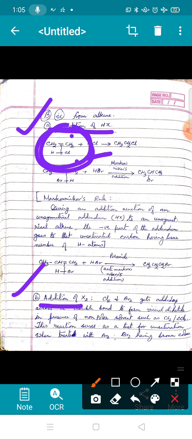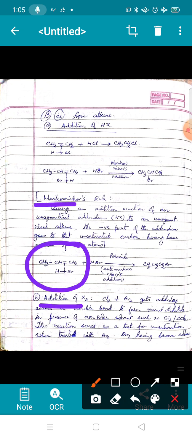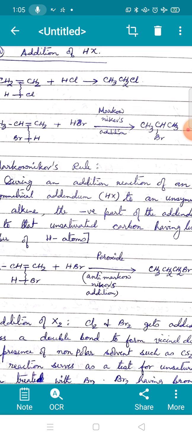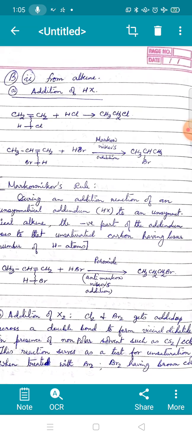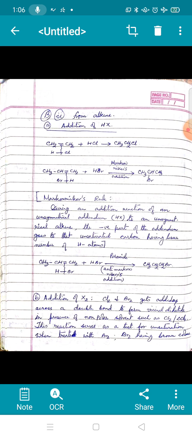But when the alkene is unsymmetrical, as I have mentioned earlier, it's a very important rule. You have to remember Markovnikov's rule, which states that during an addition reaction of an unsymmetrical addendum, out here it is HX, to an unsymmetrical alkene, the negative part of the addendum goes to that unsaturated carbon having lesser number of hydrogen. So let us try to understand all over again.